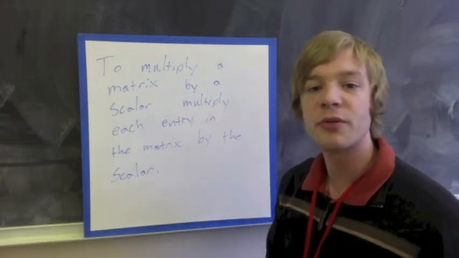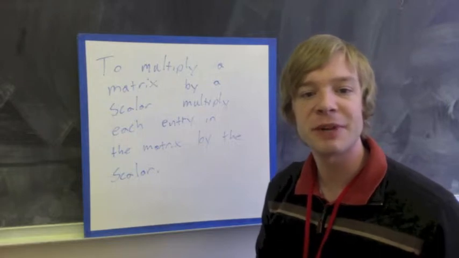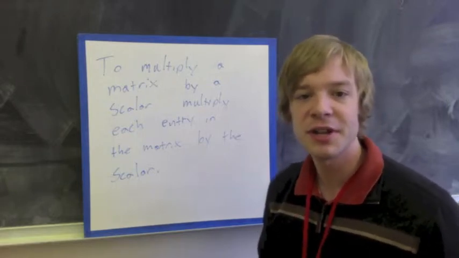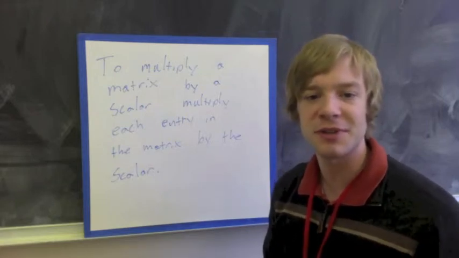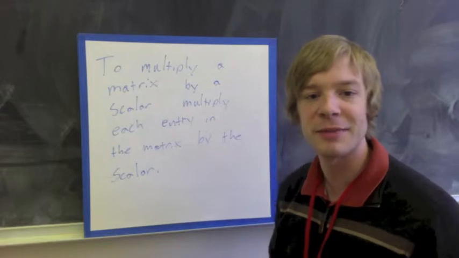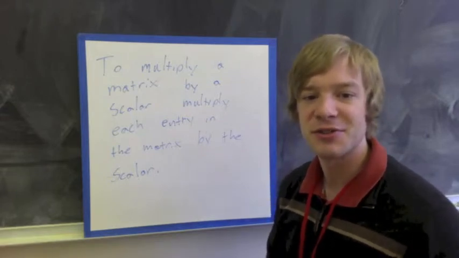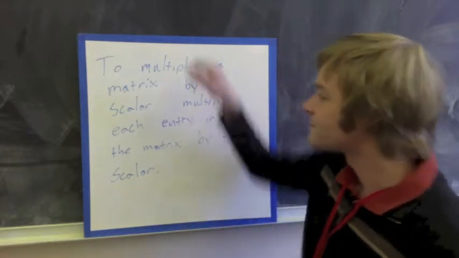And all we're doing when we multiply a matrix by a scalar is we simply multiply each entry in the matrix by the scalar. Translation: I'm just going to take the number I'm multiplying the matrix by and multiply each number in the matrix by the number that's outside of the matrix. So let's take a look at two really simple examples of this.